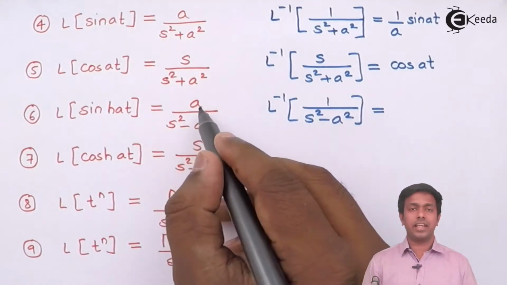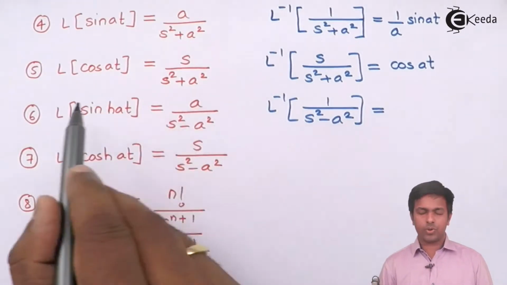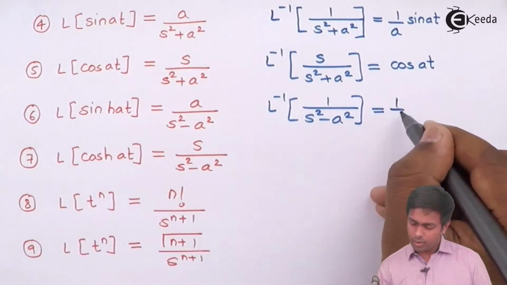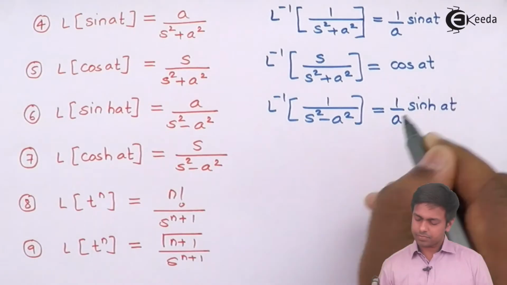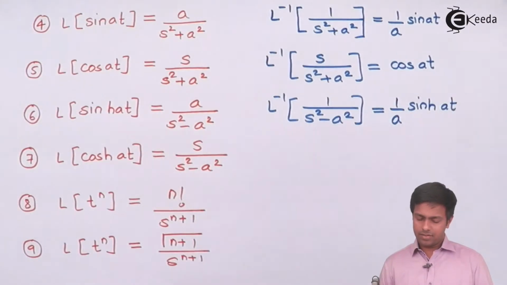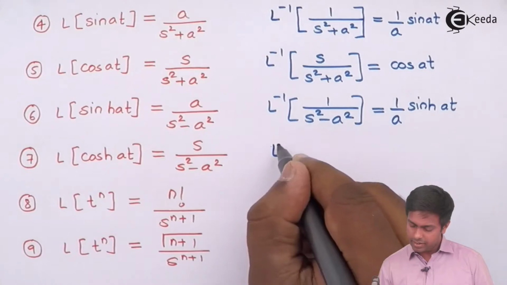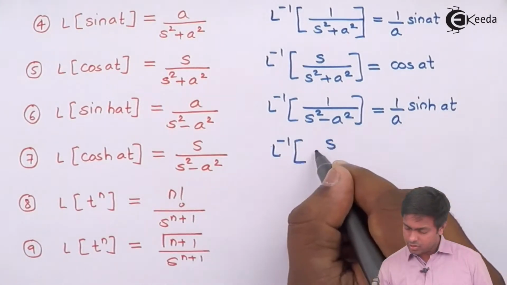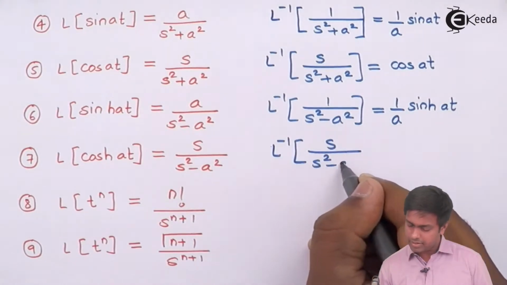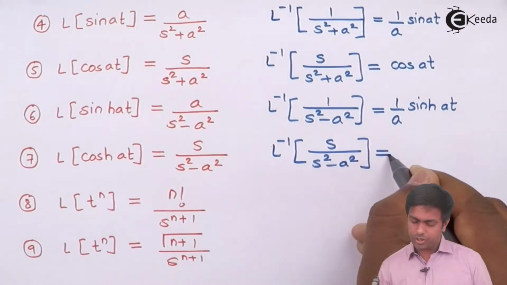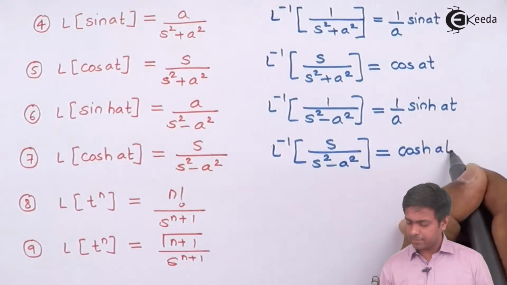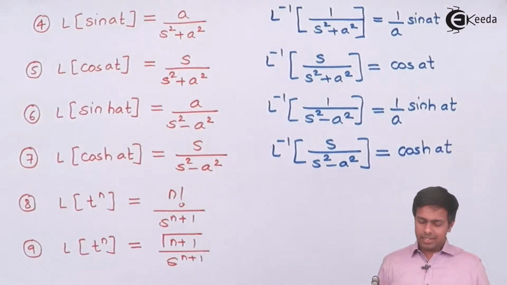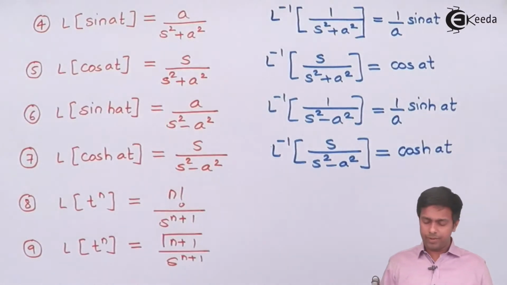So I'm not considering A, it means A will go to LHS, and that will become 1 upon A hyperbolic sine of AT. Next, here we will get L inverse of S upon S square minus A square equal to hyperbolic cos of AT. Now guys, let's understand this formula carefully.